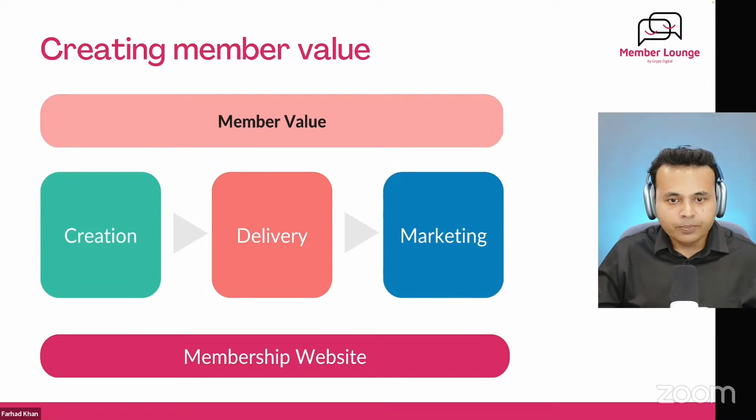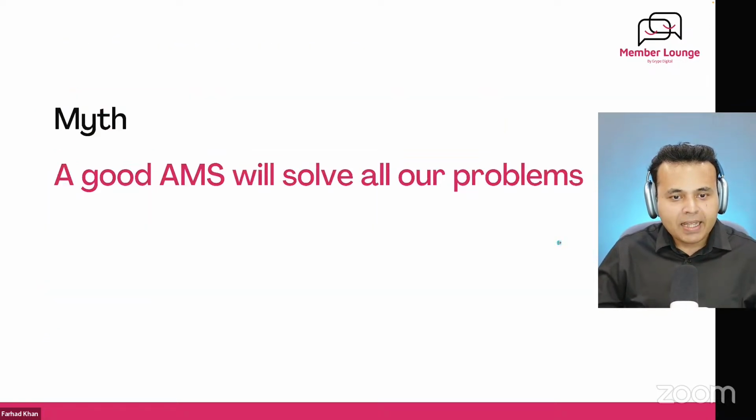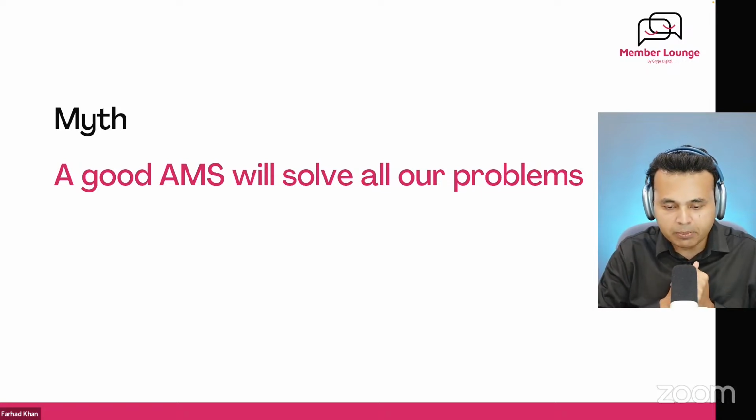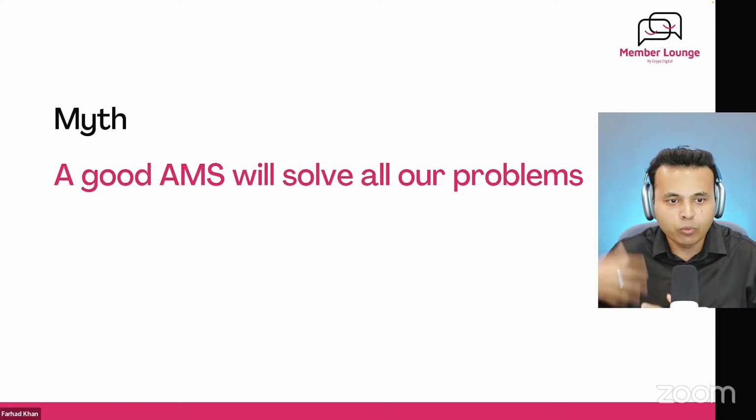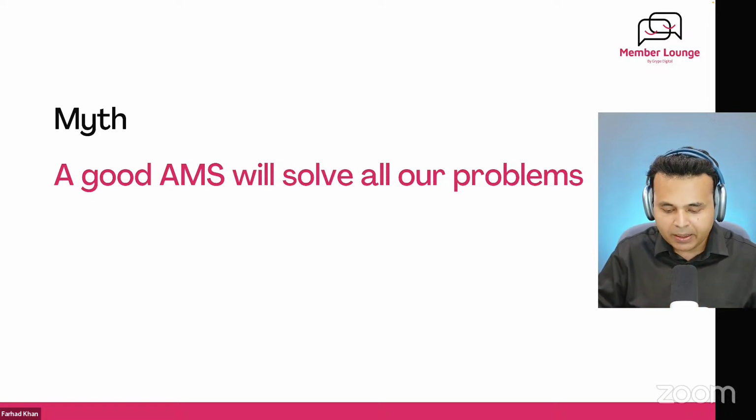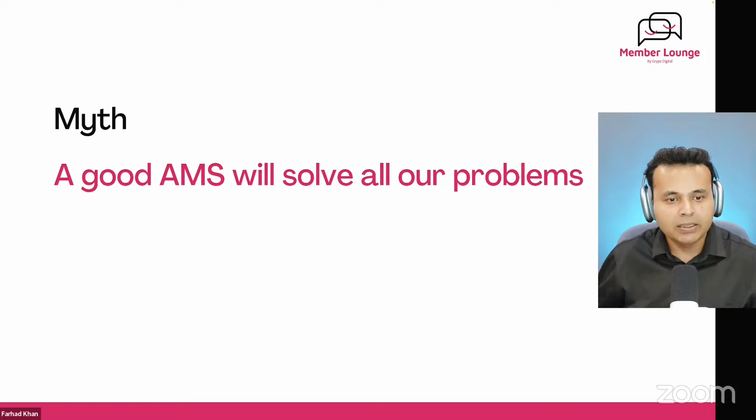Okay. Now, we often think that if we had a good AMS, so if your association is transitioning from your previous way of working and you are looking at a new AMS or a new member management system, we often think that if we just have a good AMS, it will solve all of our problems, right? And as a result, we take on a big project and start revamping our AMS or our membership system.